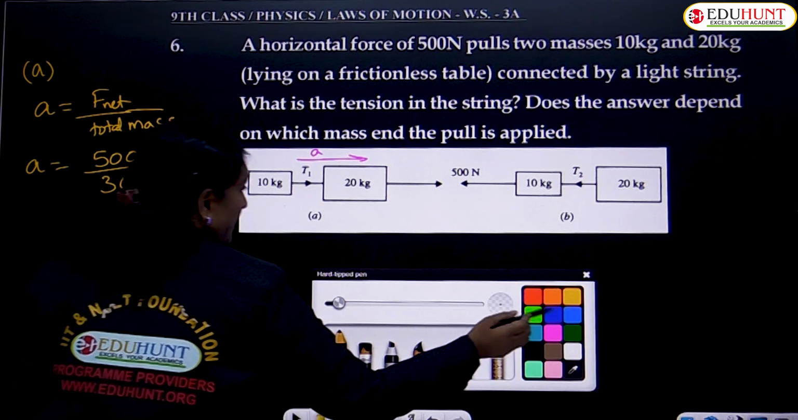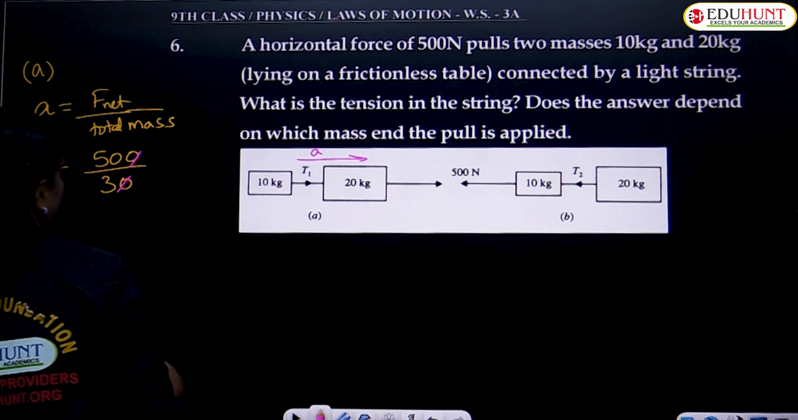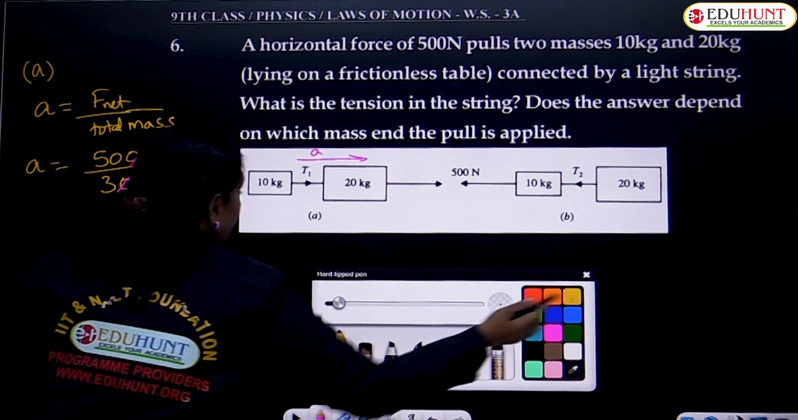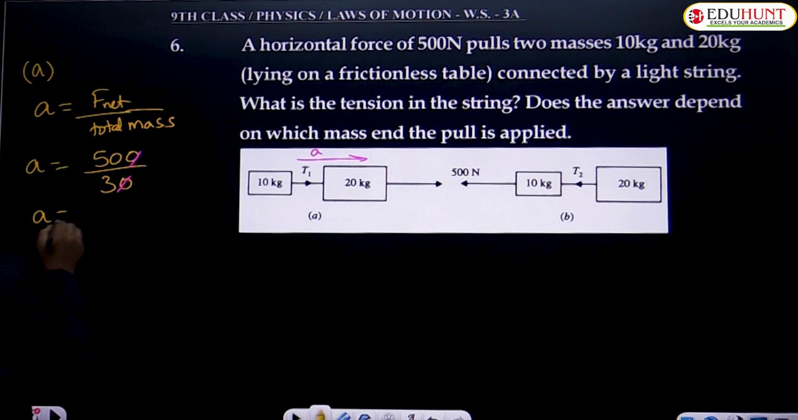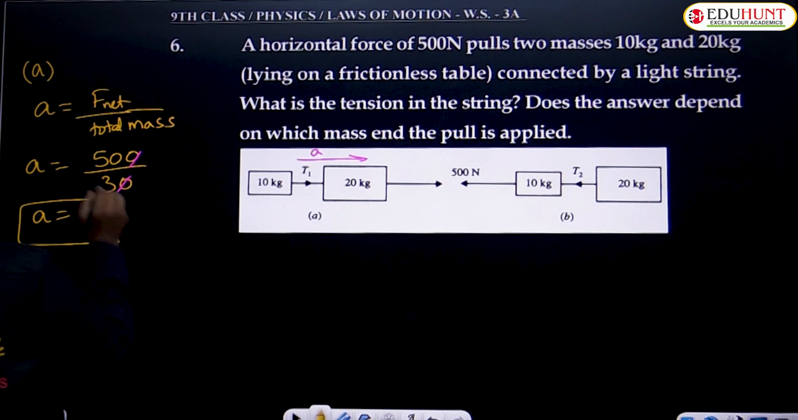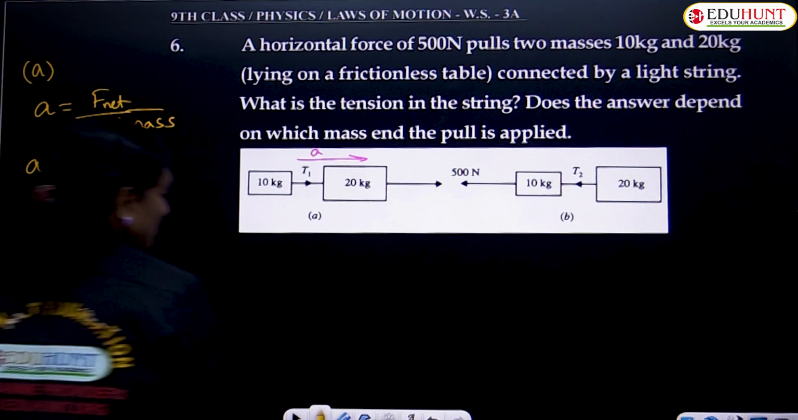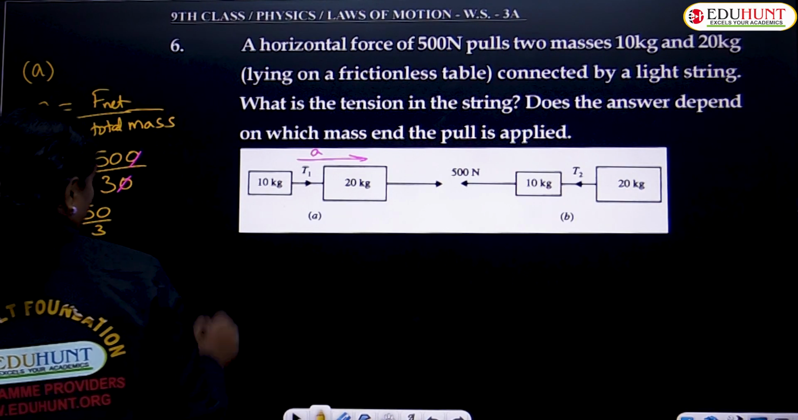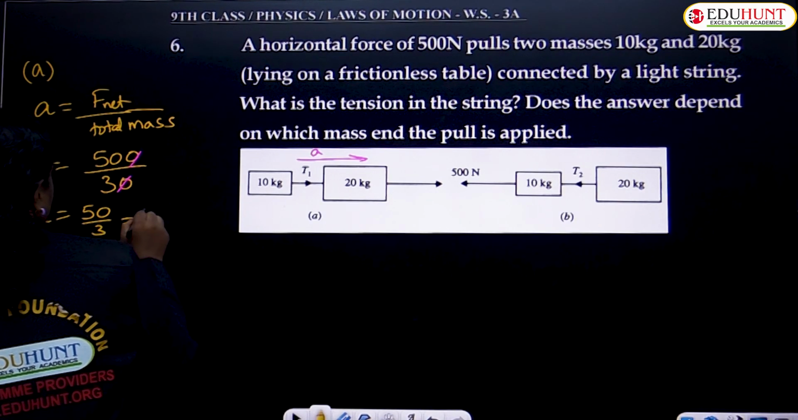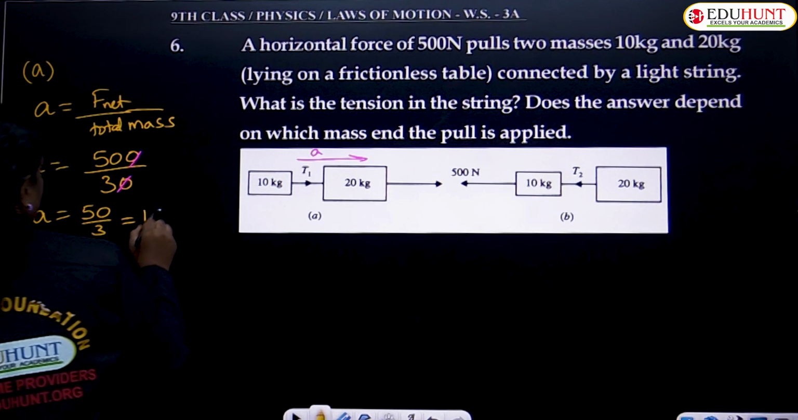So solving this, the zeros get cancelled. Hence the value of acceleration A is found to be 50 upon 3. Acceleration of the system was found to be 50 upon 3. We can even solve this value of acceleration. After solving this, we can write it as 3 ones are 3, 6 threes are 18.